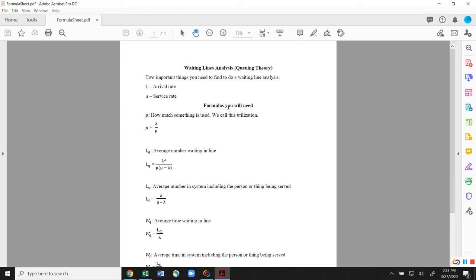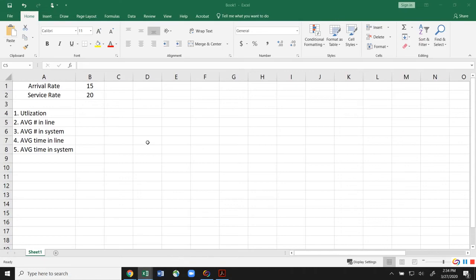So waiting line analysis, when you look at these two symbols, these are two things you have to figure out: how often people are arriving to your system, that's lambda, a Greek symbol, and mu is the service rate, or how often you can serve those folks. The reason this is called queuing theory, waiting line analysis, is because people are in the queue as they're waiting to go on to be served, people or things. So let's go over to our Excel sheet and break it down.